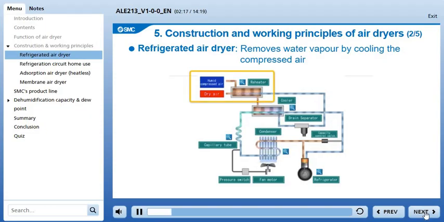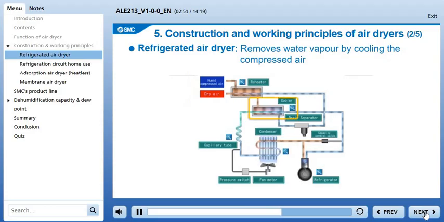Compressed air enters through the air dryer inlet and exchanges heat with dehumidified, cold compressed air to pre-cool it. It then exchanges heat with the refrigerant in the cooler section, cooling it to around 10 degrees Celsius or less. The condensed water is separated and discharged by the drain separator. In the reheater section, the cooled and dehumidified compressed air exchanges heat with the warm compressed air entering from the inlet. It is then discharged from the outlet.